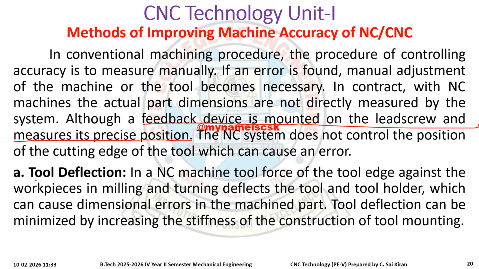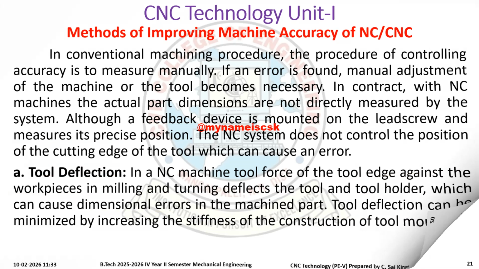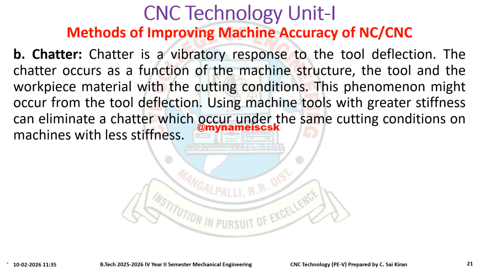Apart from this, another factor is tool deflection. When the tool is deflected, the tool edge pressing against the workpiece in milling and turning deflects the tool and tool holder, which causes dimensional error. So if the cutting tool is slightly deflected, we may get some dimensional errors. This tool deflection can be minimized by increasing the stiffness of the construction of the tool mounting. Wherever we are mounting the tool, we have to increase the stiffness, and then automatically the tool deflection will be very less.